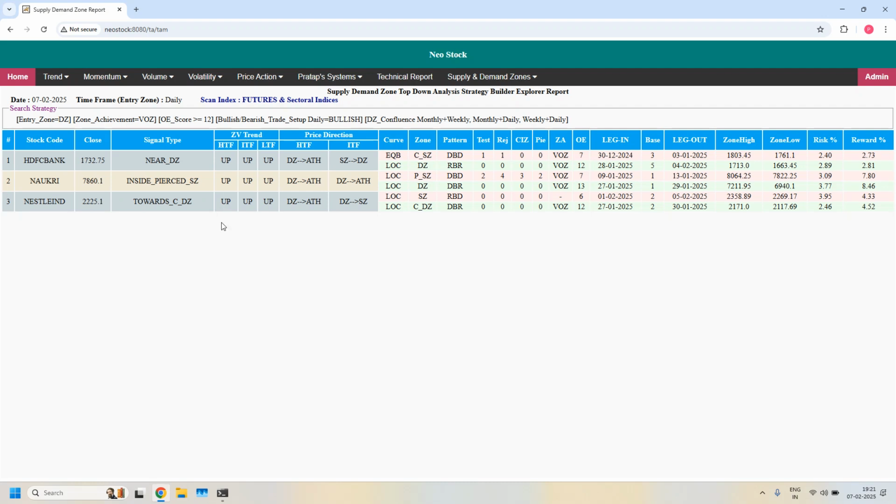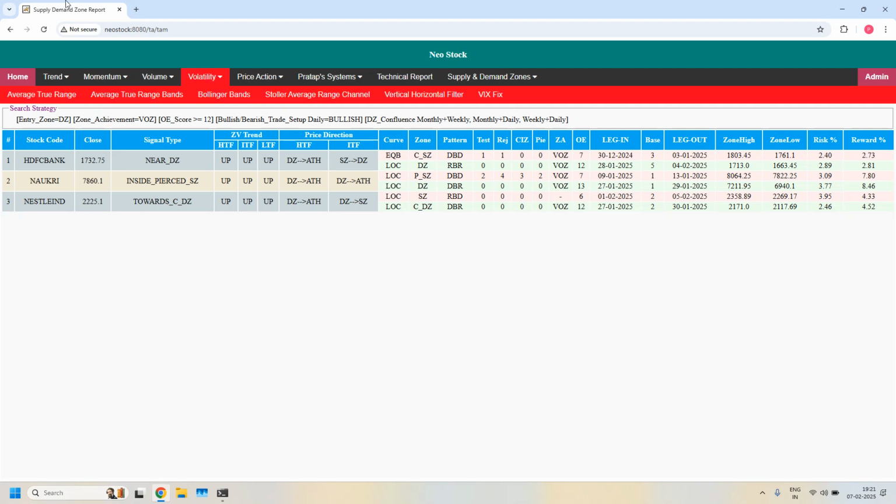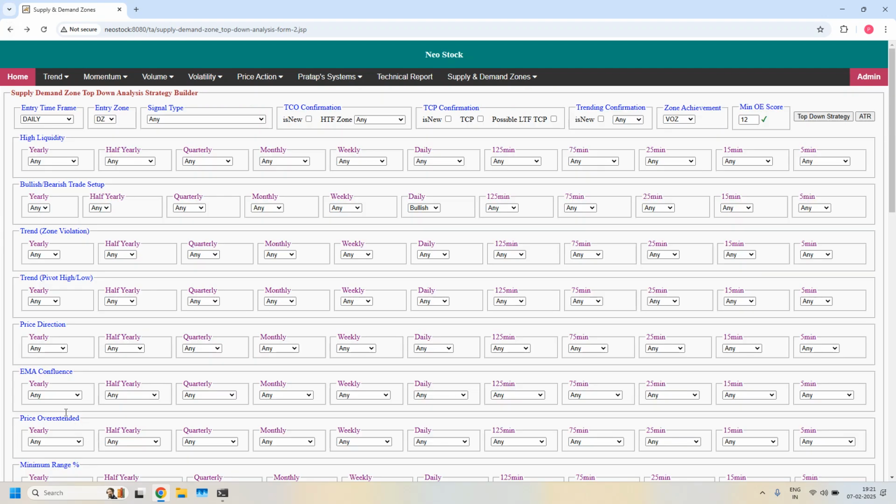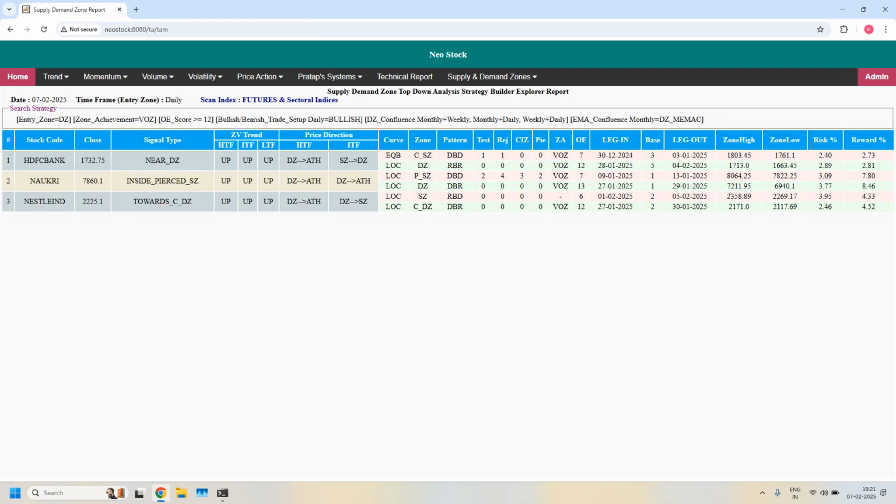If any of these 3 stocks are having monthly demand zone with monthly EMA confluence, they are even more high probability trade setup supported stocks. Let us verify. In the EMA confluence, monthly time frame, monthly demand zone having monthly EMA confluence filter is enabled. With this filter, we got all the 3 stocks. So these 3 are even more high probability trade setup supported stocks.